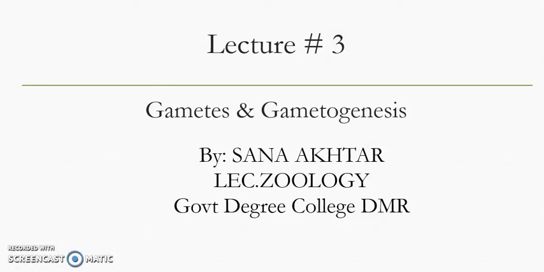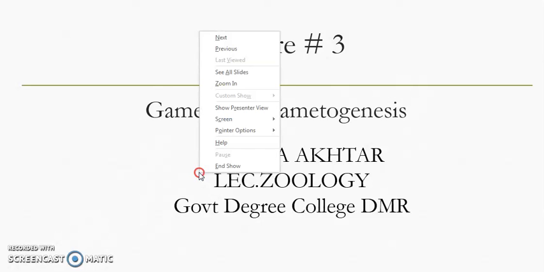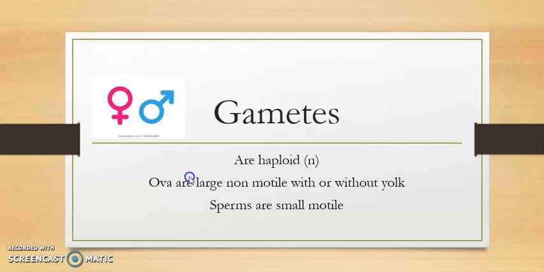Today's lecture is about gametes and gametogenesis: how the process of gametogenesis takes place, and what the gametes are. Here I show what gametes are. Gametes are haploid cells, and they are the egg and sperm, ova or eggs and sperms.